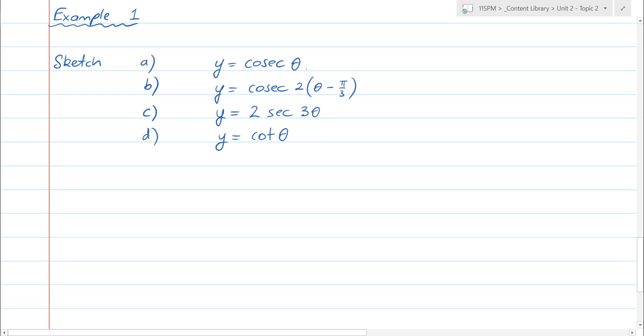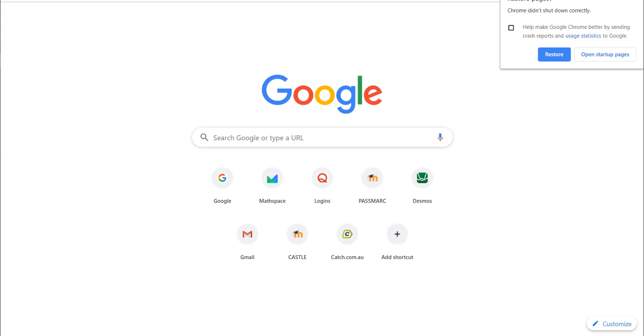So let's sketch cosec theta by starting with, I'm going to go to Desmos. I'm not going to sketch cosec theta. I'm going to sketch 1 over cosec theta. What's 1 over cosec theta? Isn't it just sine theta? Excellent. And then we can use that.